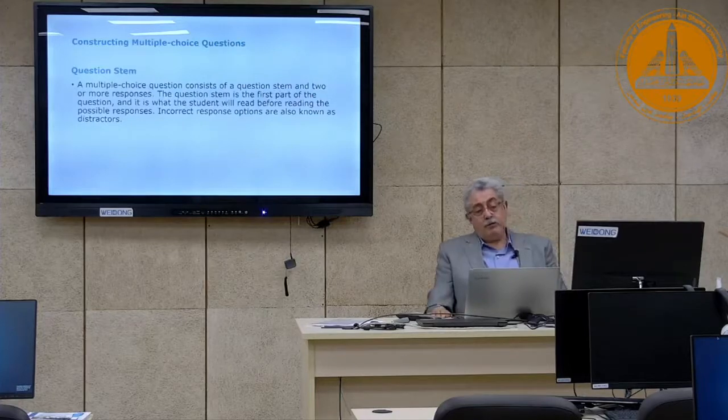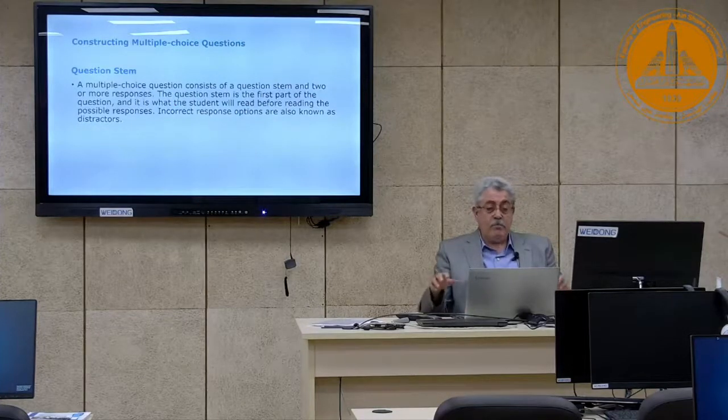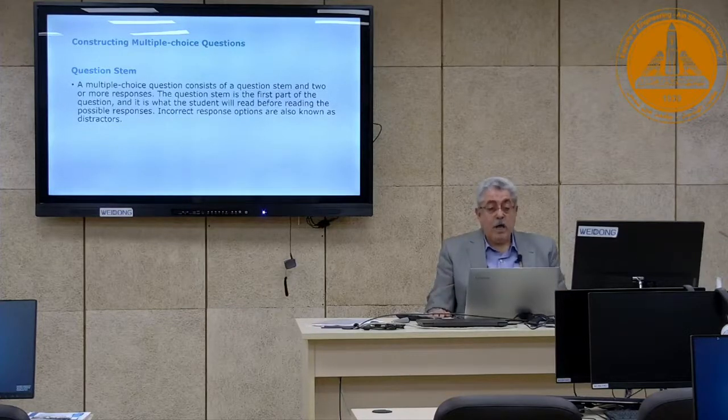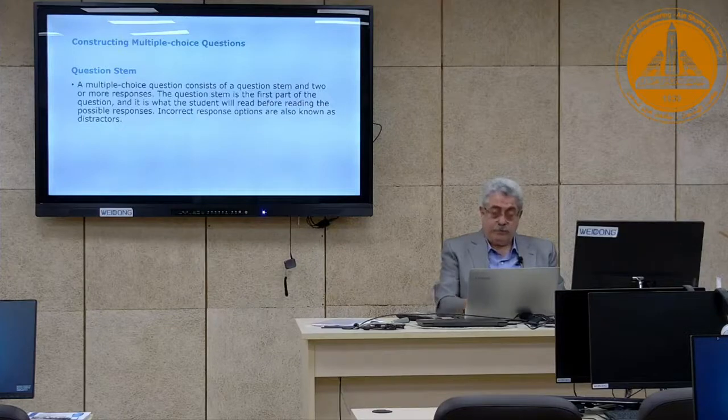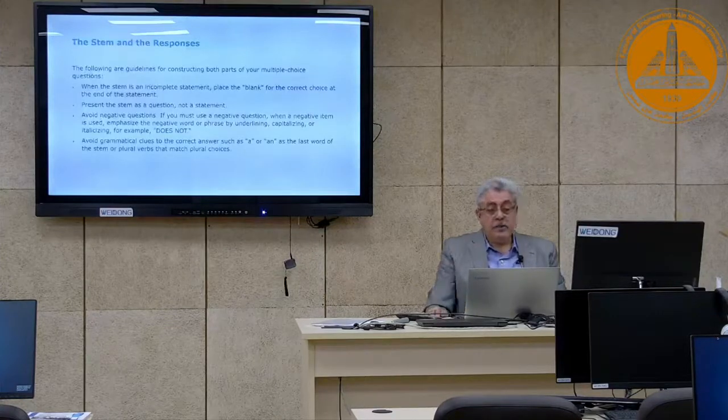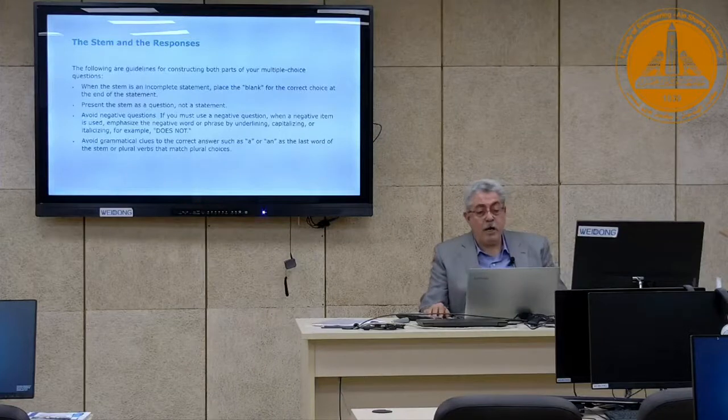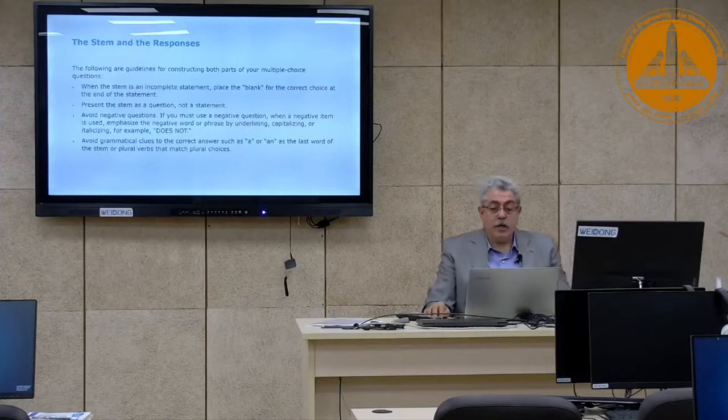Constructing multiple choice questions. Question stem. A multiple choice question consists of a question stem and two or more responses. The question stem is the first part of the question, and it is what the student will read before reading the possible responses. Incorrect response options are also known as distractors. The stem and the responses: the following are guidelines for constructing both parts of your multiple choice questions.